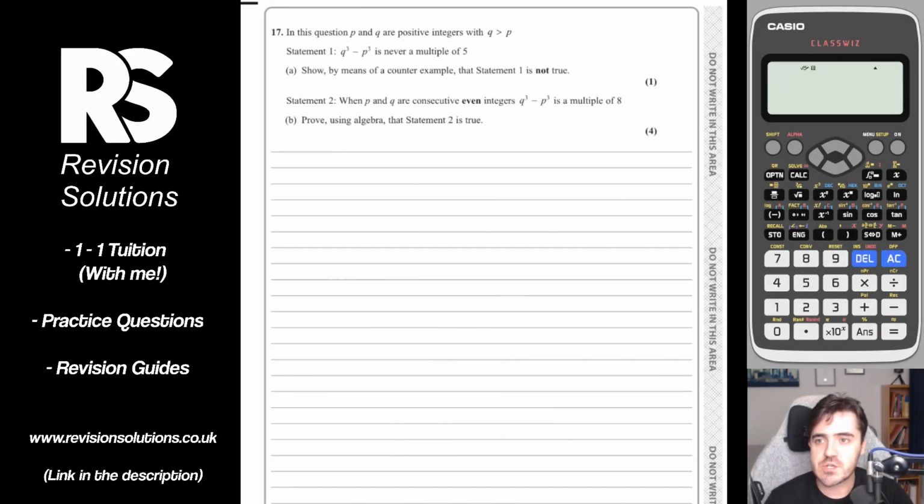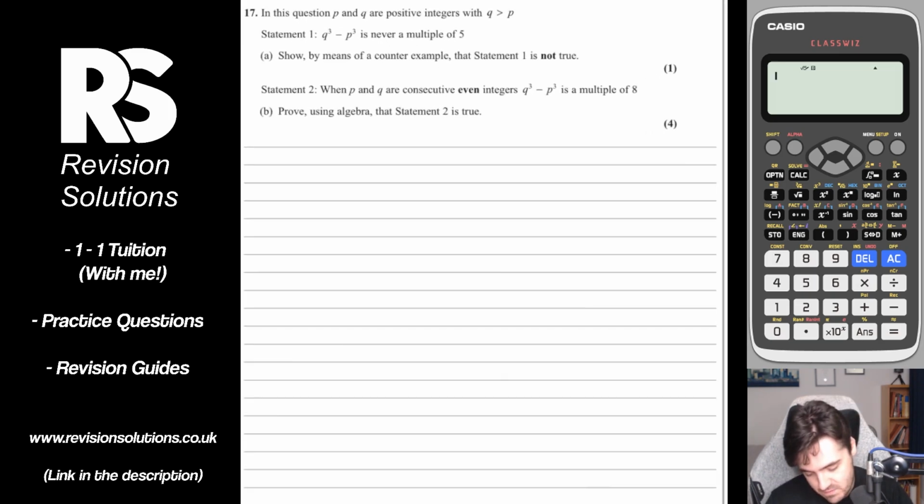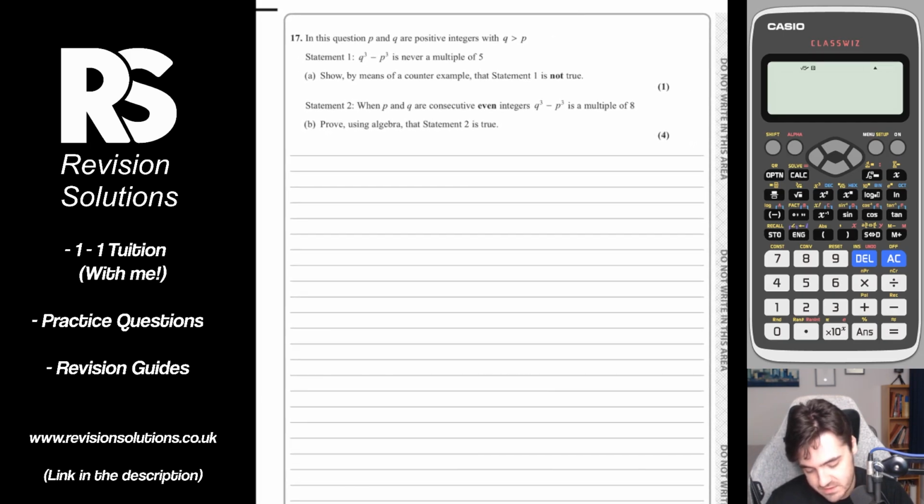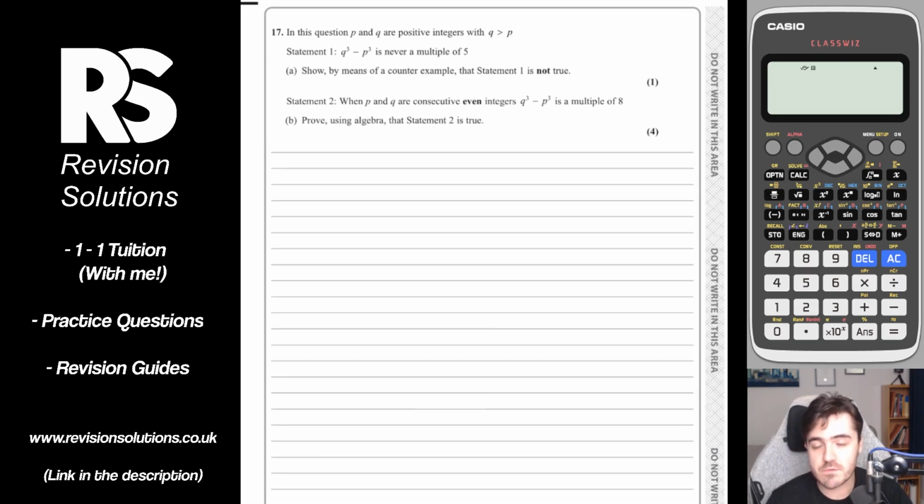Moving on to the last question, question 17 says: in this question, p and q are positive integers with q greater than p. Statement 1 says q cubed minus p cubed is never a multiple of 5. Show by means of a counterexample that statement 1 is not true. So we're searching for an example of p and q where we do get a multiple of 5.